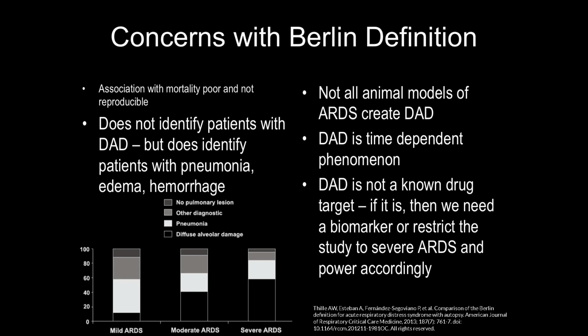If a drug developer is saying, yeah, I've got this DAD-specific molecule that targets or prevents DAD, then we need a different definition. Or you have to only enroll severe patients and power for the fact that only about 60% of your patients are going to have it. I'll also point out that these points and others were made incredibly well by Taylor Thompson and Michael Matthay in an editorial accompanying the Thille paper.